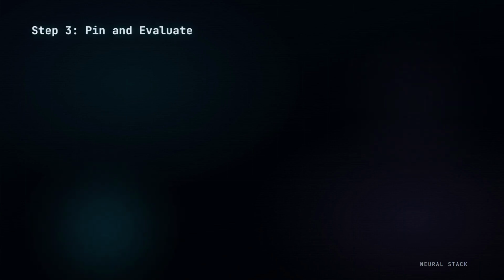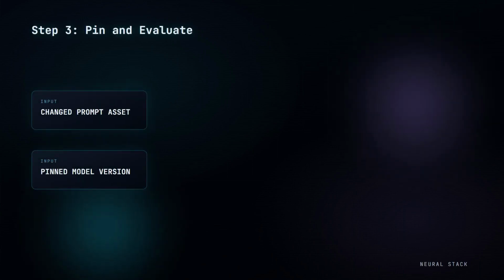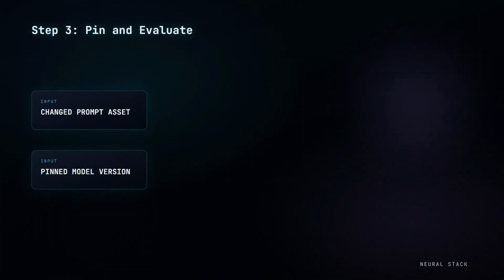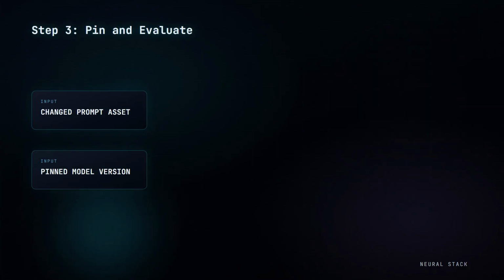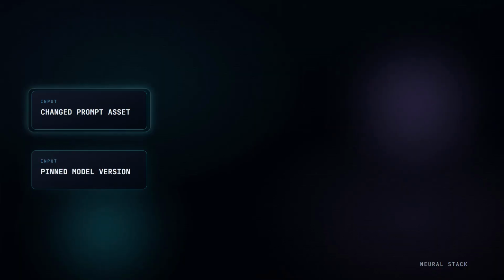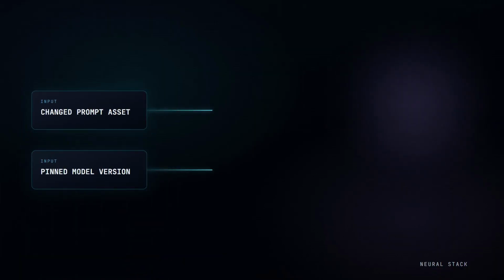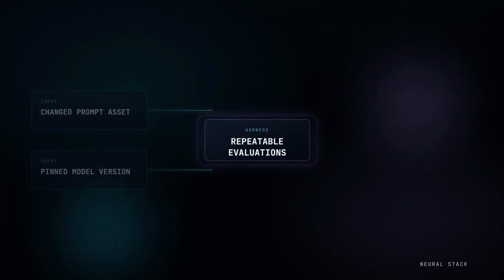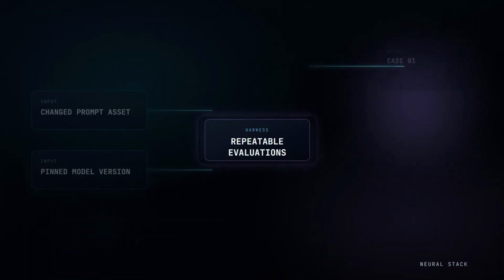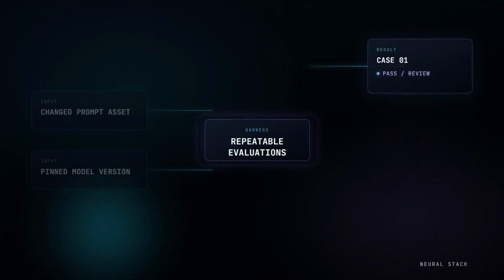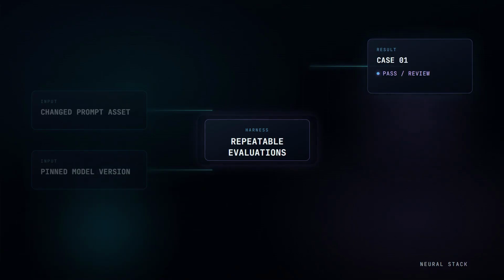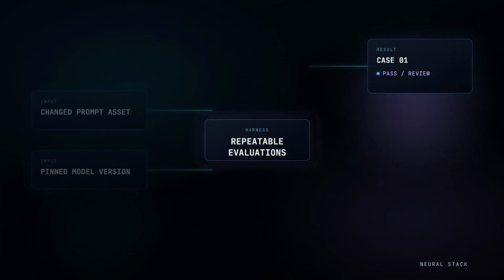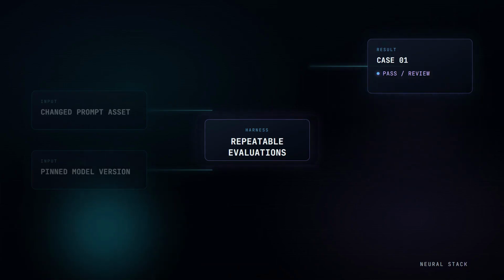Step 3 is attaching repeatable behavioral evaluations. Production AI applications should pin model versions and run evaluations to manage changes in model behavior. Pinning is important because both the prompt asset and the model version affect the result you observe. If they both change during the same comparison, it becomes much harder to understand what the evaluation is really showing you. With the model version pinned, rerun the same evaluation set against the changed prompt asset.